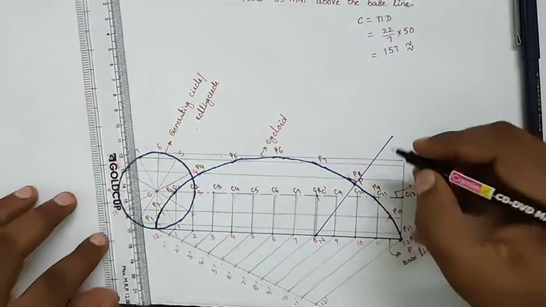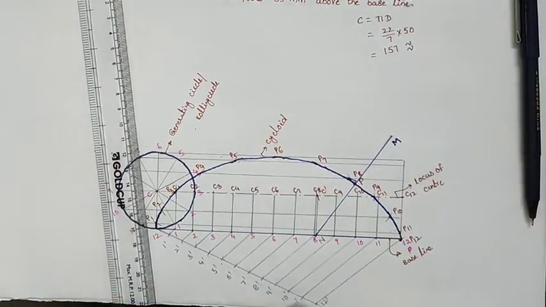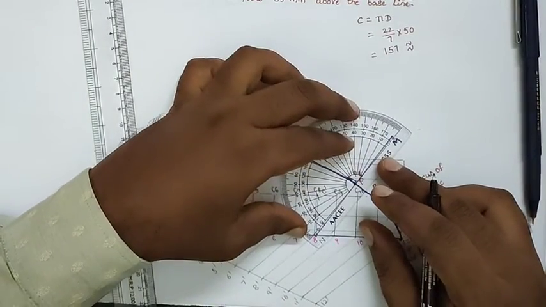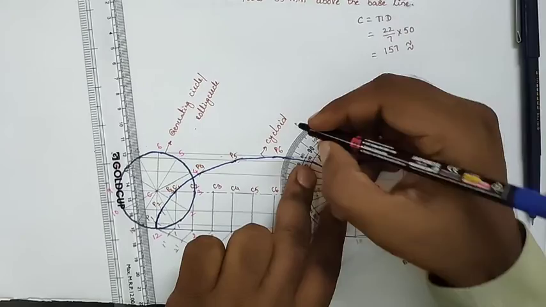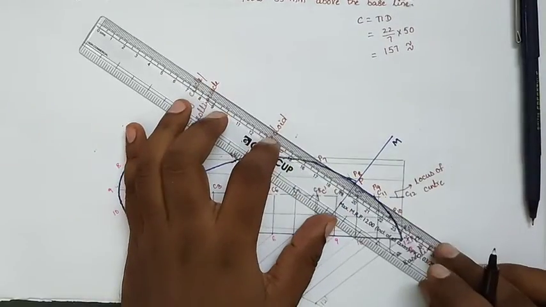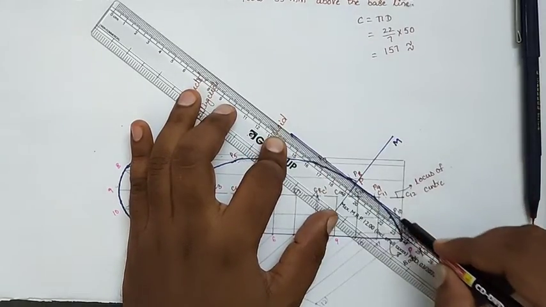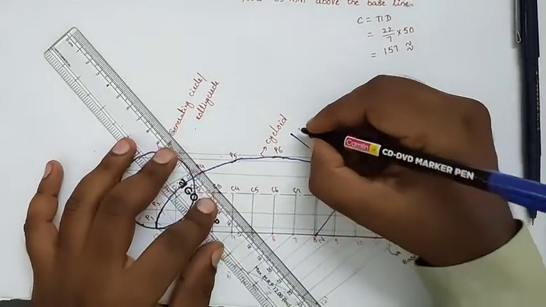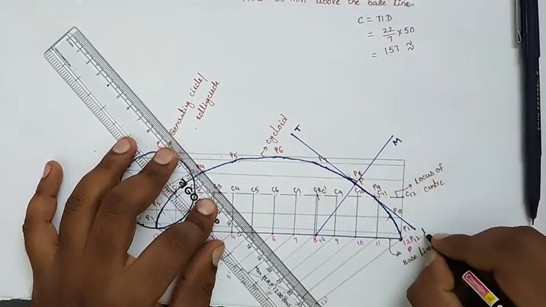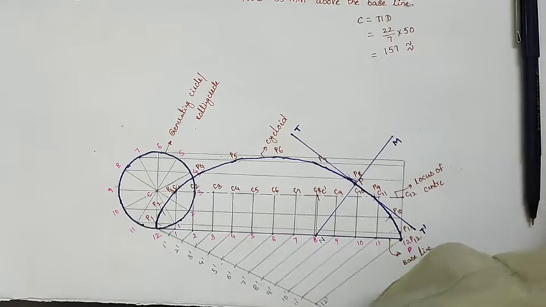And through the NM, draw a perpendicular bisector by making an angle of 90 degrees. So this is our required tangent. Give the naming for the tangent as T dash. Like that we will draw the diagram. After drawing the diagram, we will give the dimensioning.